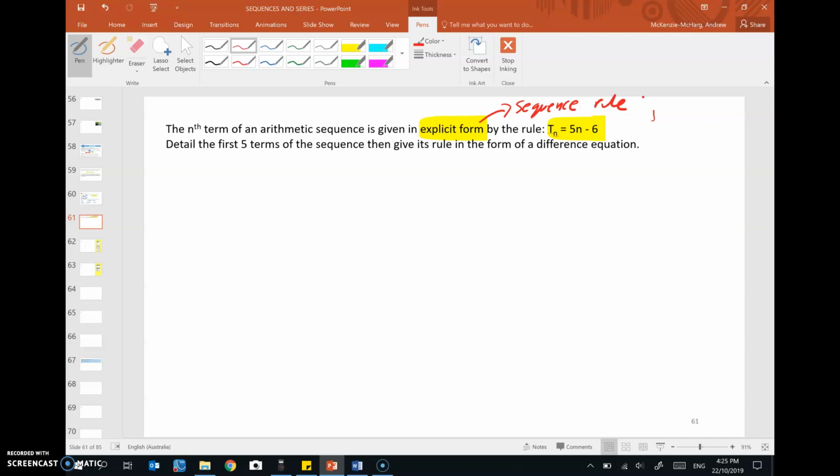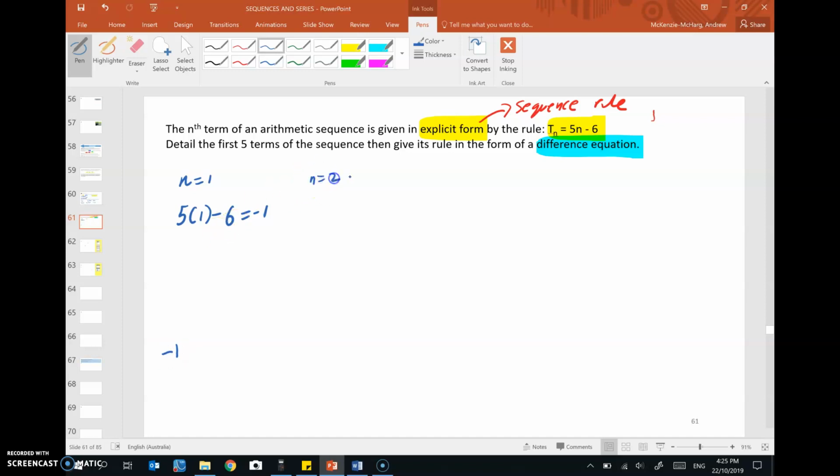Then we're asked to take this rule, after giving the first 5 terms, and write it as a difference equation. So it's the same sequence. We're just going to present it differently for someone to read. So the first 5 terms of this sequence, we're just going to put n into this. We'll start with n equals 1. 5 by 1 take 6 is -1. So -1 is the first term in this sequence.